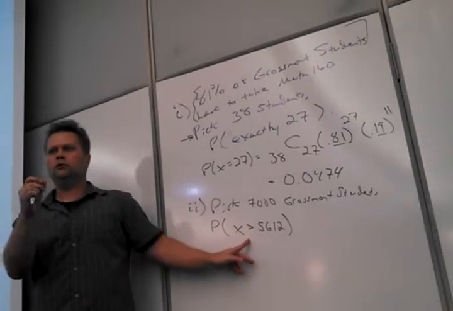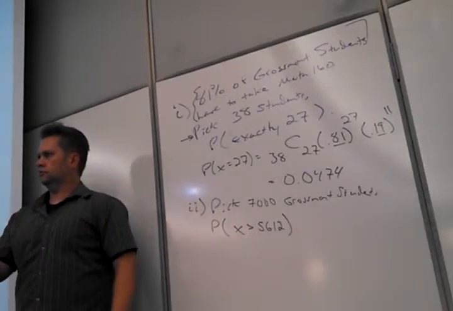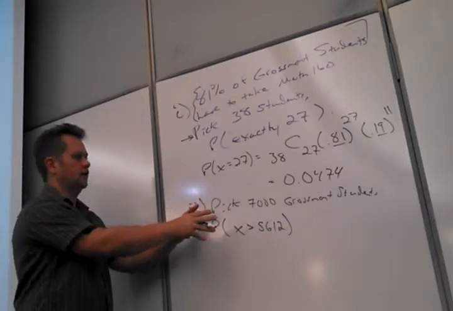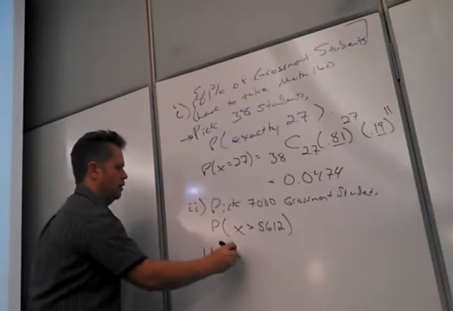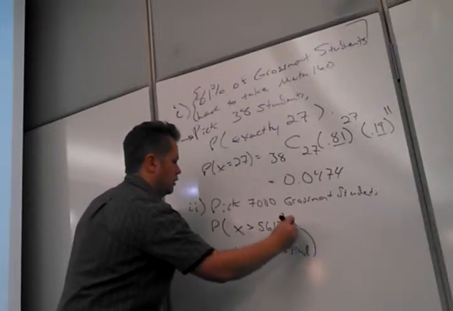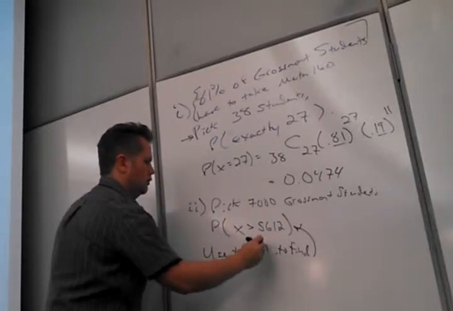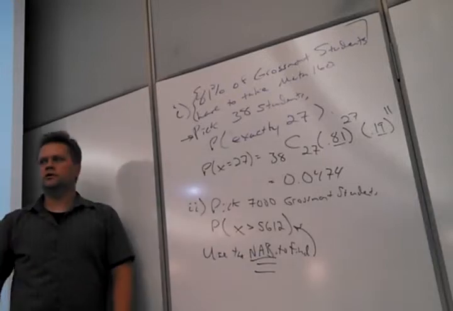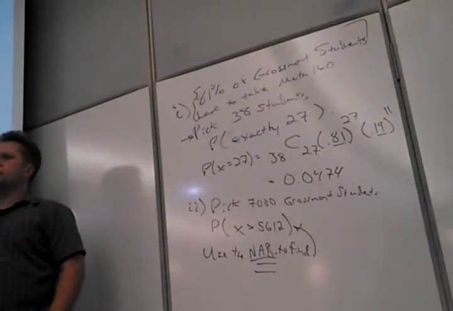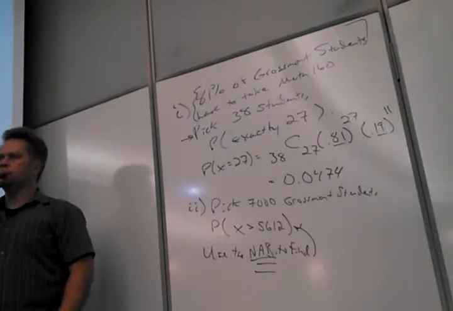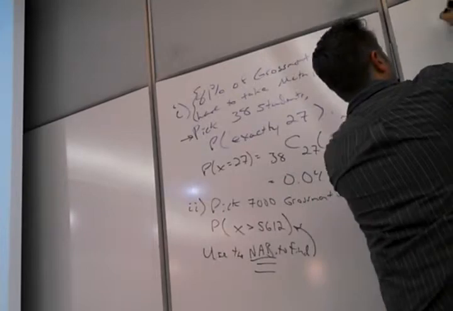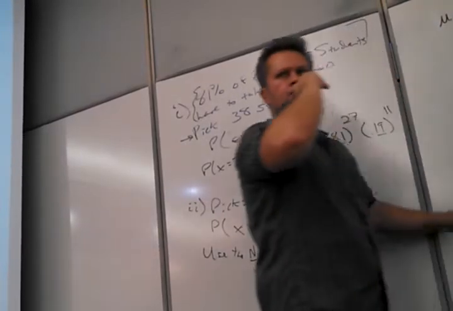So I have to use the normal approximation. This would be exactly the situation on a test, and I'd say use the normal approximation to find this probability. And this is your clue. That's where I draw the little box and pick the correct side. So in this case, I want more than 5,612. Let's do this problem out.